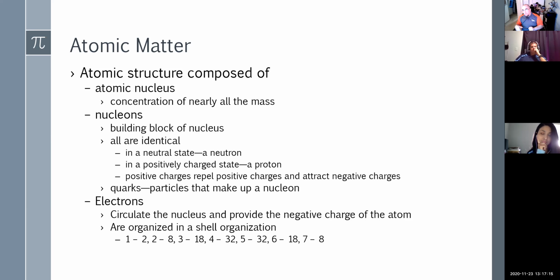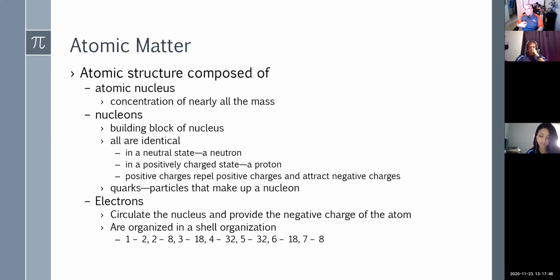We also have these quarks that are particles that make up the nucleons. We're not going to go that far in depth with physics, but just know they exist, right? We used to say that electrons, neutrons, and protons were the smallest parts of an atom. We now know there are smaller parts that make up those neutrons and protons. Then we've got our electrons that circulate the nucleus, and they provide the negative charge for the atom. That eventually allows the atom to be neutrally charged, with an equal number of electrons to protons.